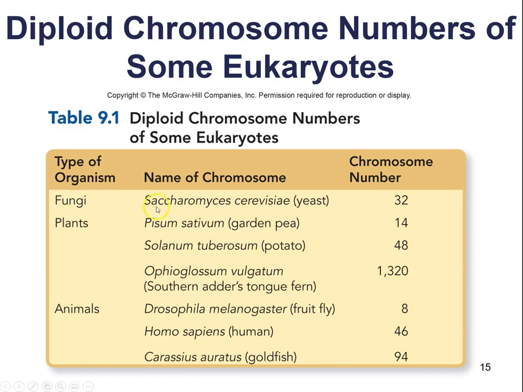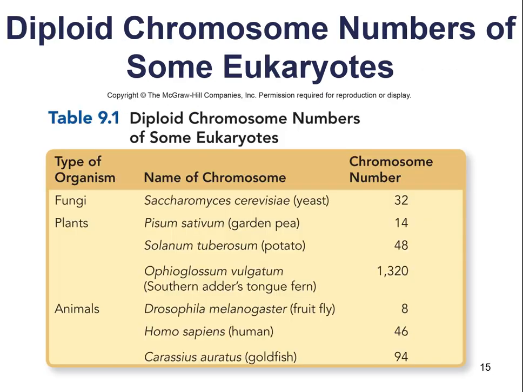If you want to look at some differences in numbers of chromosomes, yeast has 32 chromosomes. This garden pea, 14 chromosomes. Potato, 48. This type of fern actually has 1,320 chromosomes. So the number of chromosomes does not necessarily correlate with complexity. A goldfish has 94 chromosomes, human has 46. It just has to do with how the DNA and those chromosomes are organized.